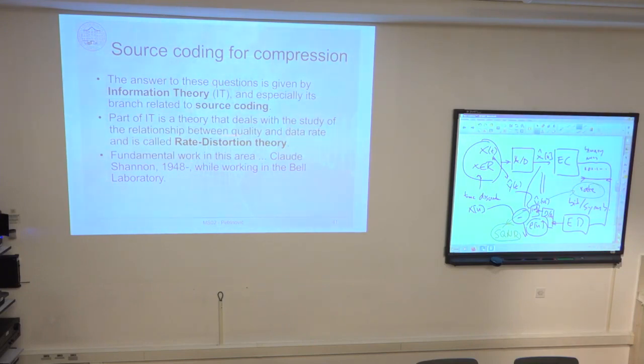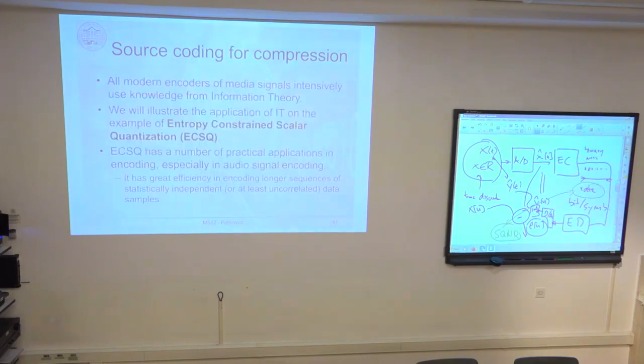This rate distortion theory was introduced by some fundamental work by two people, or at least by Claude Shannon. He was working at that time for Bell Laboratories, and it was almost 75 years ago when he devised this theory. Okay, practically all modern encoders of media signals intensively use the knowledge from information theory. So they apply this information theory in practice.